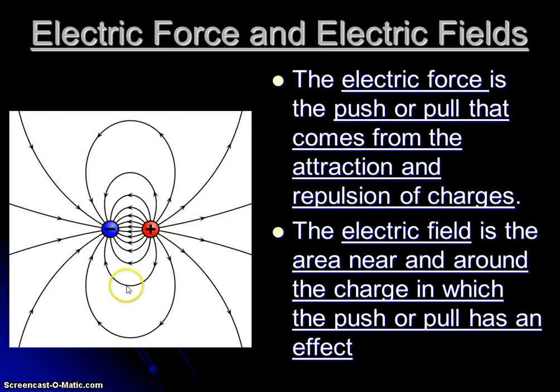So the electric force is actually a push or a pull. An attraction, which would be a pull, or a repulsion, which is a push. This goes back to our definition of forces that we have spoken about before. The force itself is the push or the pull. It's the attraction or the repulsion. The field, once again, is this area around the charge where the force operates. So that is the difference between a force and a field.